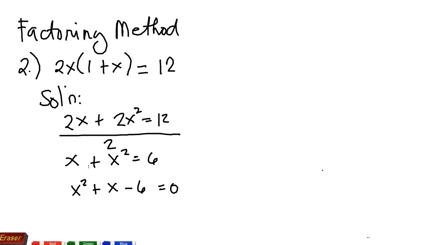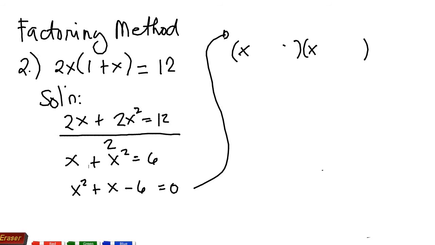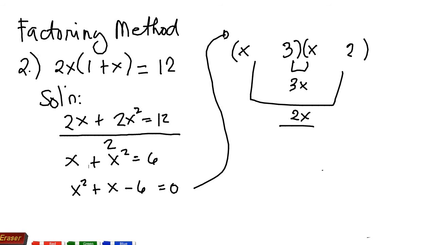Then we start factoring. The factors of x squared will be x times x. The factors of 6: we have 3 times 2, or 6 times 1. Take note that the middle term is positive x. So we can have 3 times 2 as our factors. If we check, you have 3x, and if you multiply the other, you have 2x.